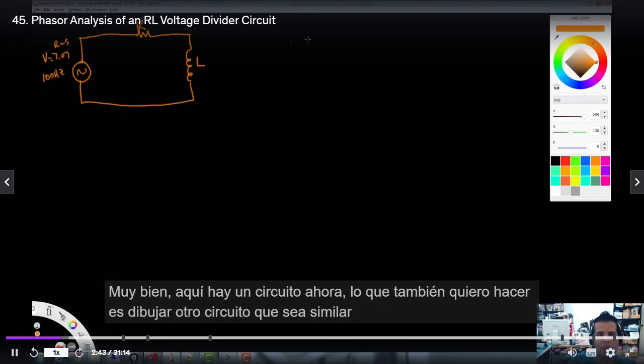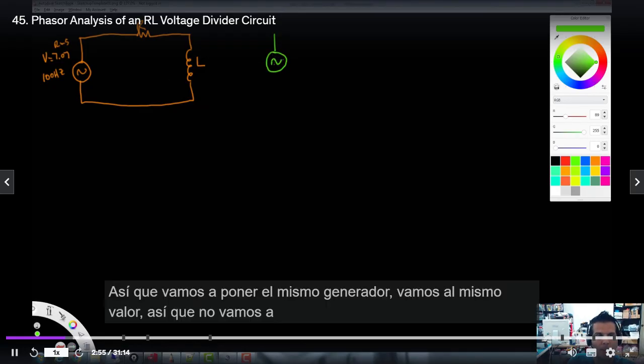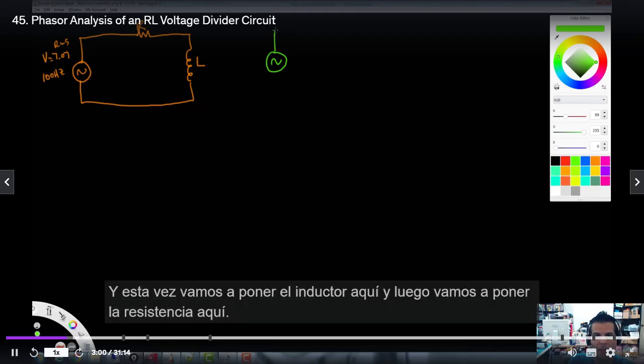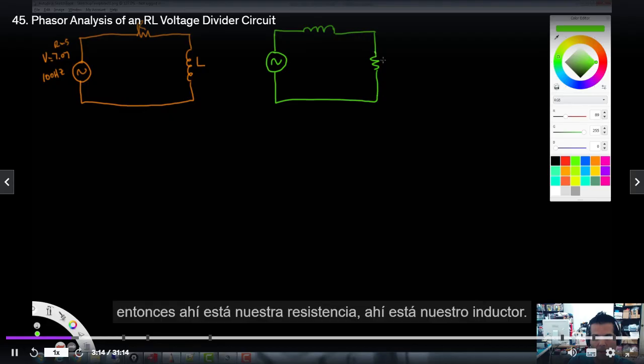All right, so here's one circuit. Now, what I also want to do is draw another circuit, which is similar, but we're just going to change a couple of things. We're going to put the same generator with the same values, so we're not going to copy them here. This time, we are going to put the inductor here and the resistor here. So there's our resistor, there's our inductor.